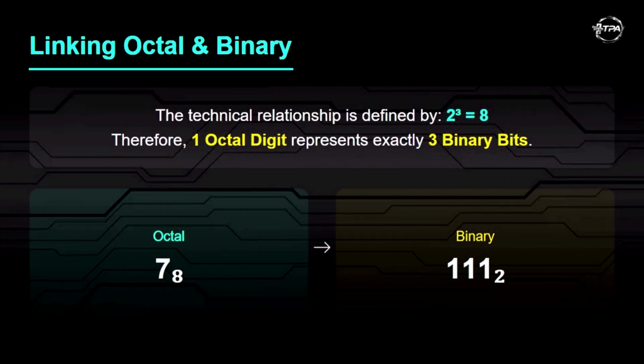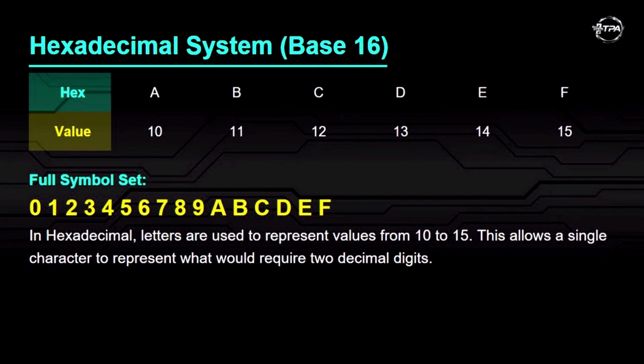Octal and binary. Octal and binary are connected. 2 power 3 equals 8. That means one octal digit represents 3 binary bits. For example, octal 7 equals binary 111. This makes conversion easier.